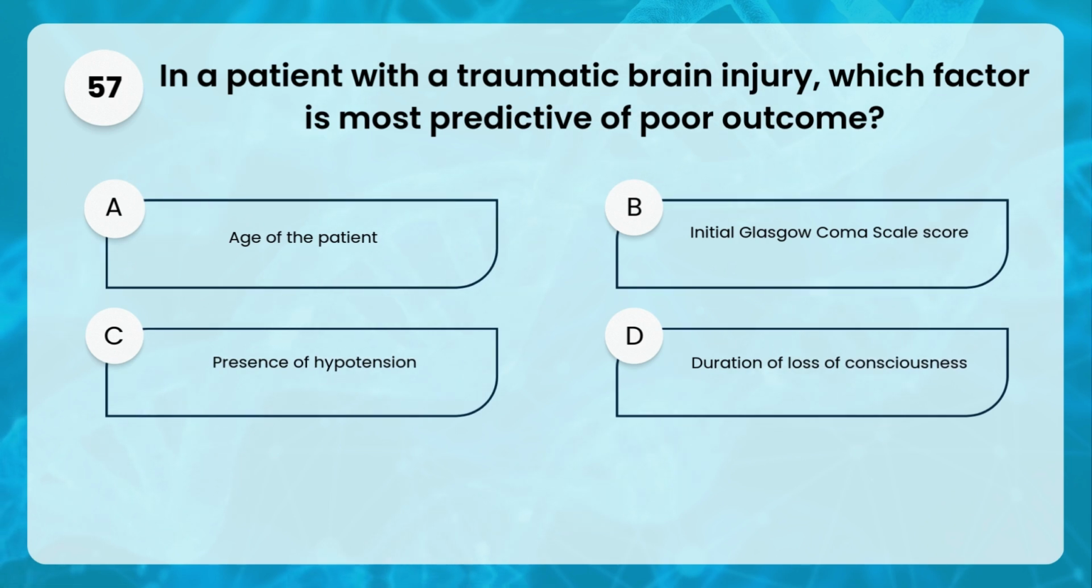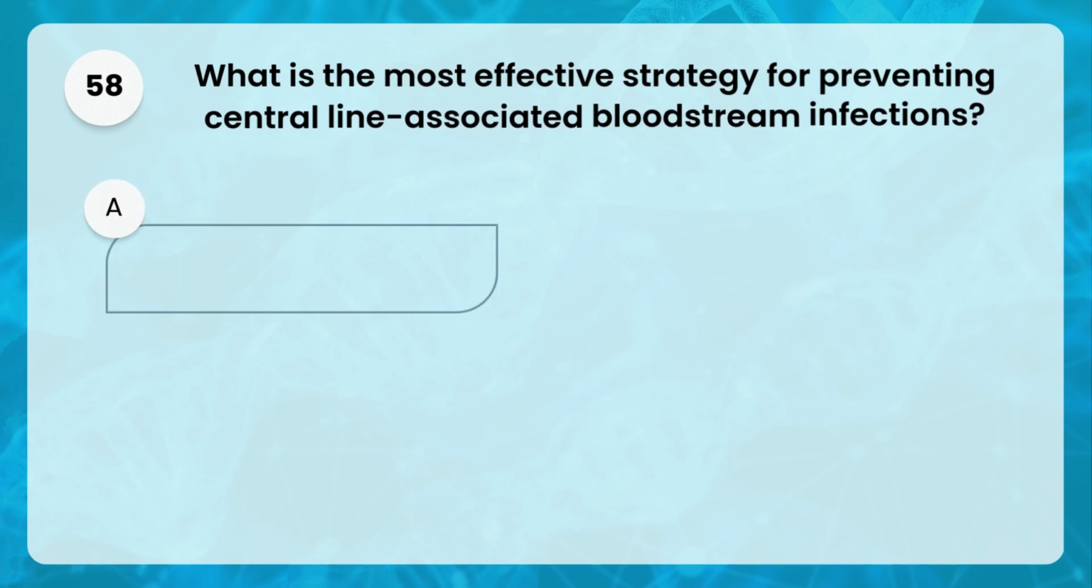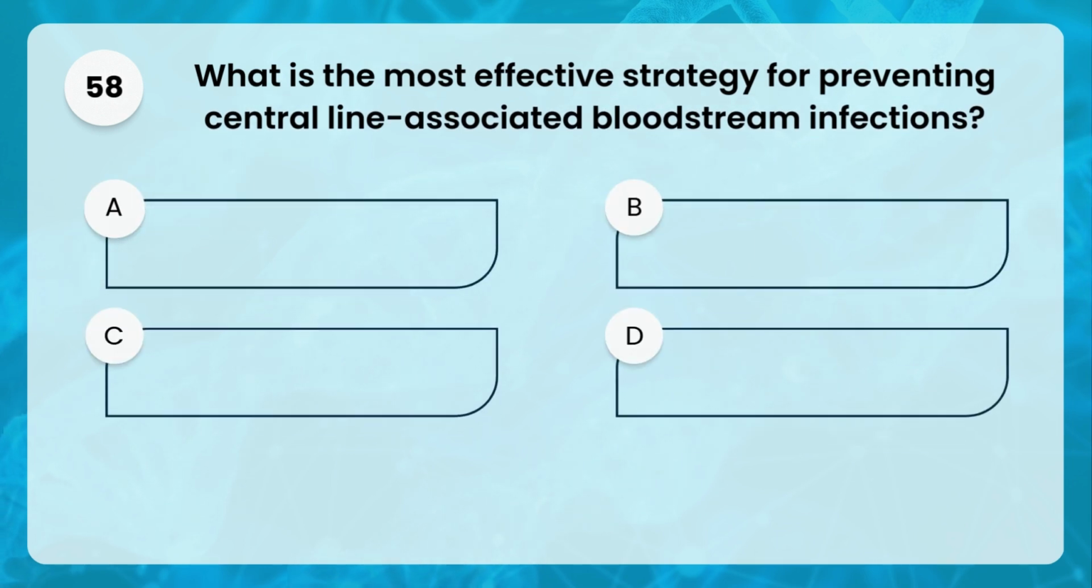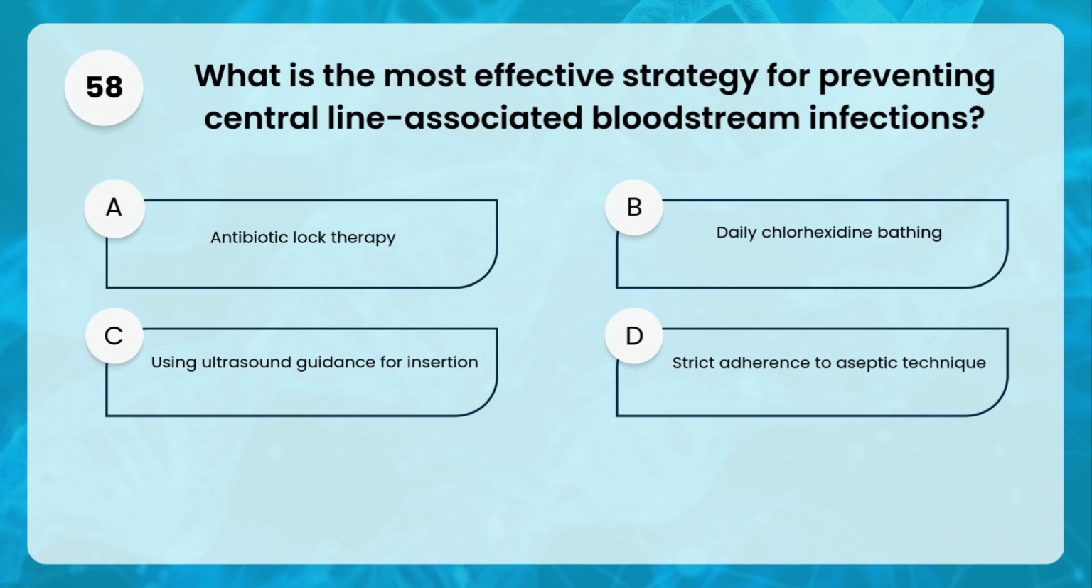A. Age of the patient. B. Initial Glasgow Coma Scale score. C. Presence of hypotension. D. Duration of loss of consciousness. The answer is B. Initial Glasgow Coma Scale score. Number 58. What is the most effective strategy for preventing central line-associated bloodstream infections?